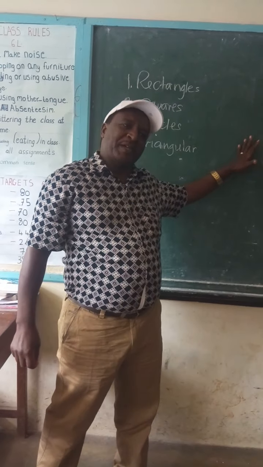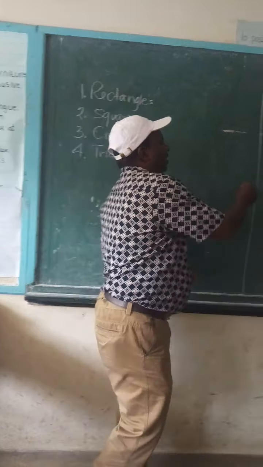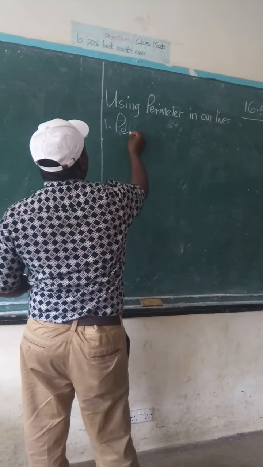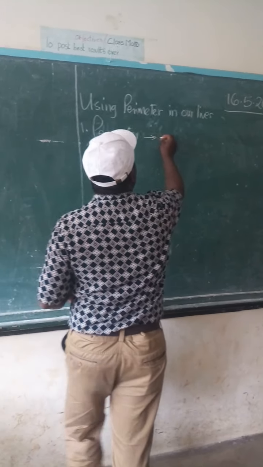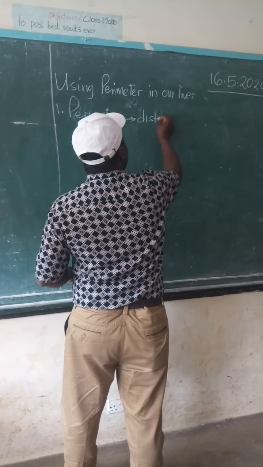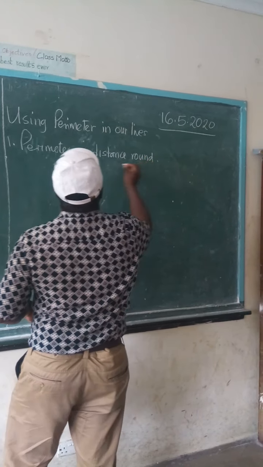What did we say perimeter is? Perimeter is distance round. Very good. So perimeter is distance round a figure.